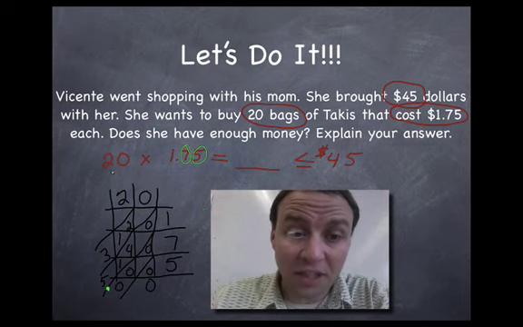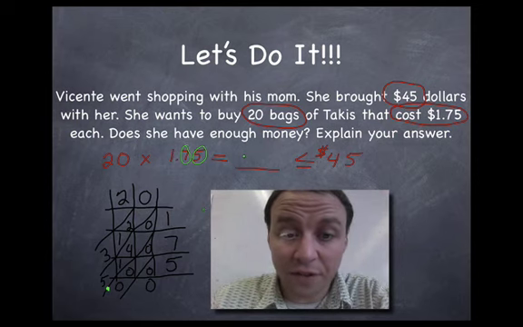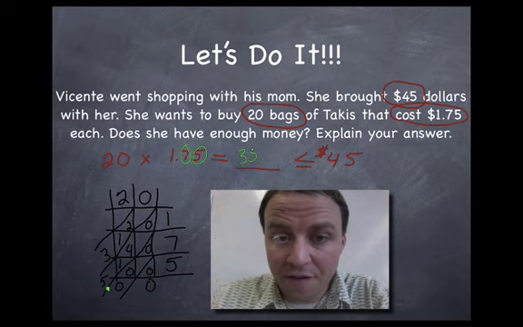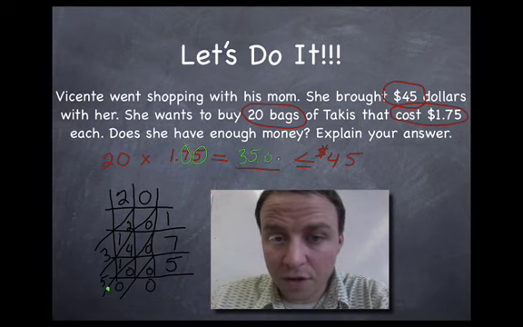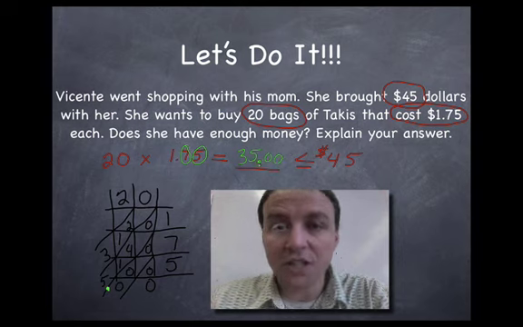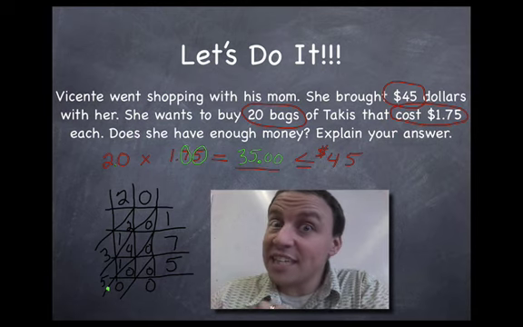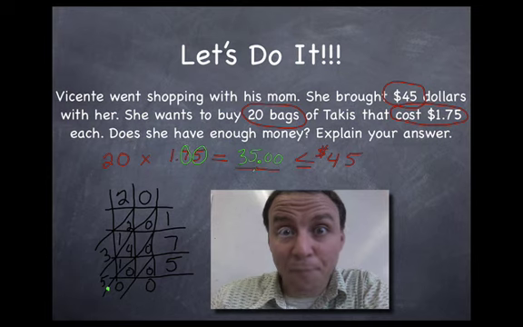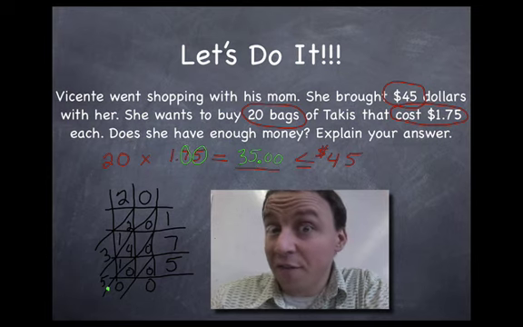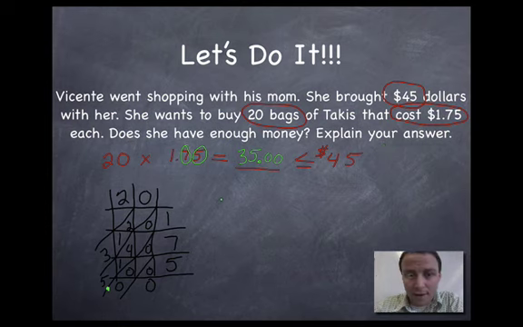So our answer to 20 times 1.75, or 1 and 75/100ths, is 35.00. It's going to cost her $35 to get 20 bags of Takis. Now let's answer the second part of the question. Okay, it's going to cost 35. Well, she has 45. Does she have enough? And then explain. Yes, she has enough, right? Because she will only spend how much money?